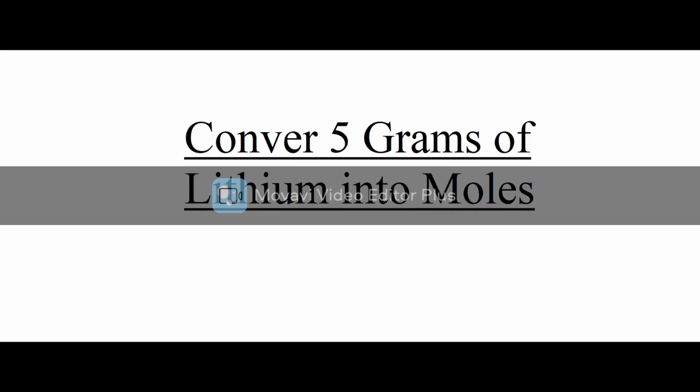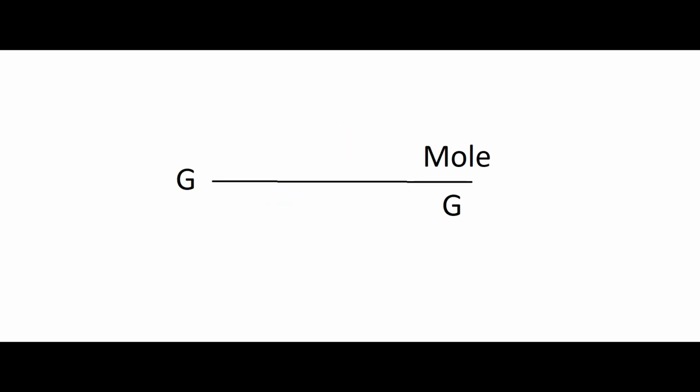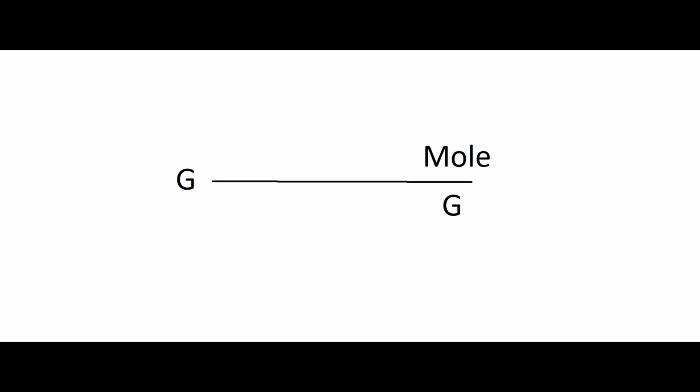Question: convert 5 grams of lithium into moles. The first step is you're going to want to set up the equation accordingly. On the first step, you're going to want to find your starting unit. For this question, your starting unit is grams. You'll put that on the left of your paper. You will then make the fraction and put grams on the bottom and moles on the top.